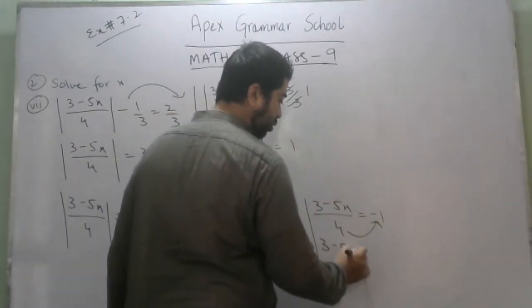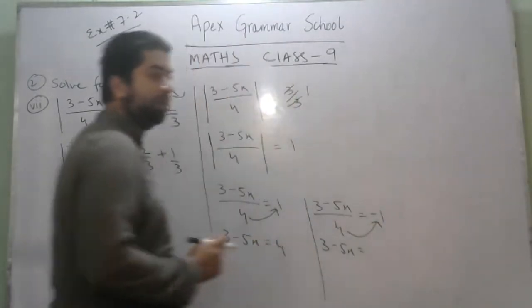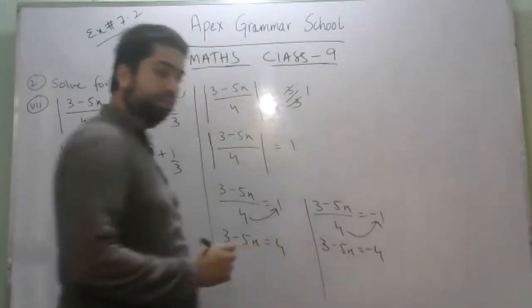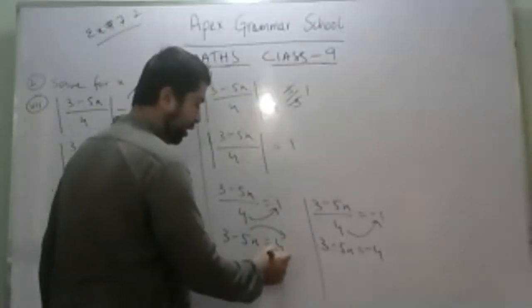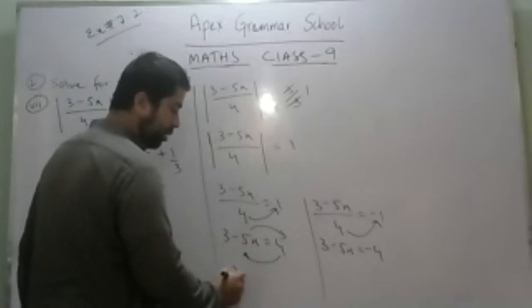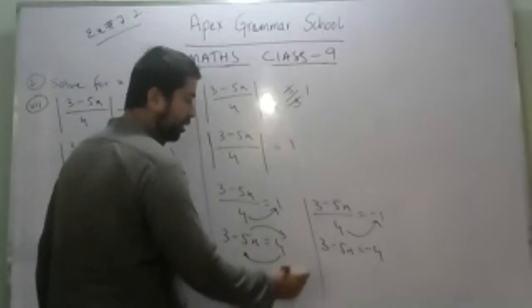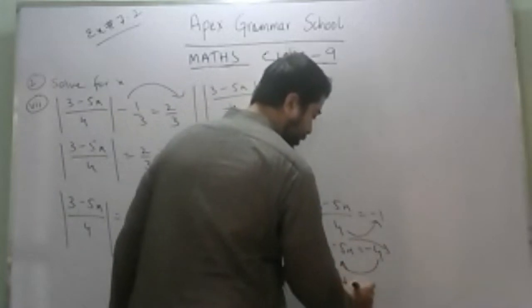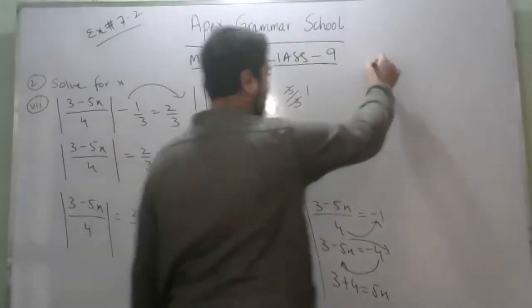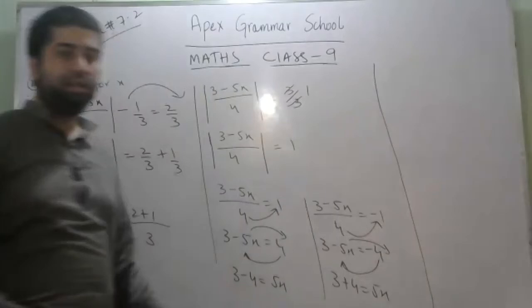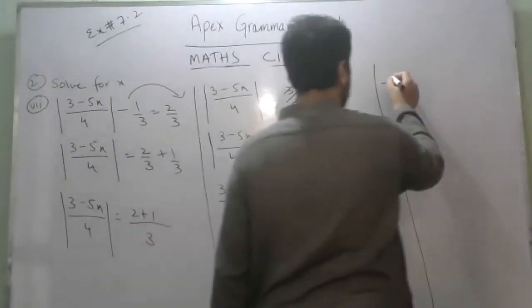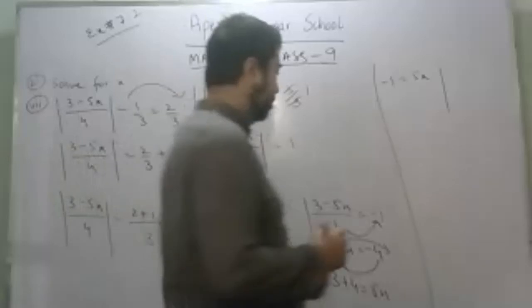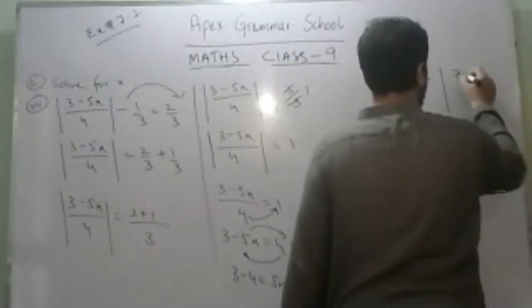3 minus 5x is equal to 4 multiplied by minus 1, answer is minus 4. This negative 5x will be here and 4 will be here. 3 minus 4 is equal to positive 5x, and also for this, 3 plus 4 is equal to 5x. So 3 minus 4 answer is minus 1 is equal to 5x. And 3 plus 4 answer is 7 is equal to 5x.